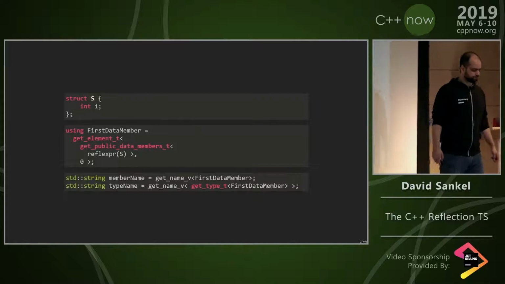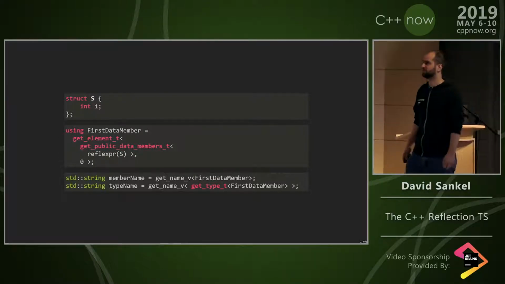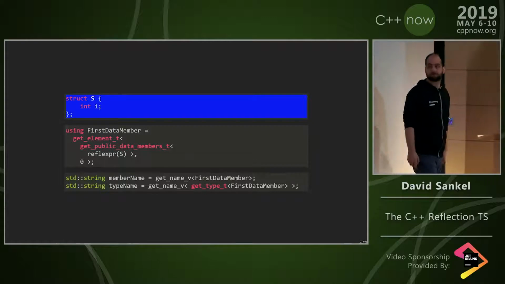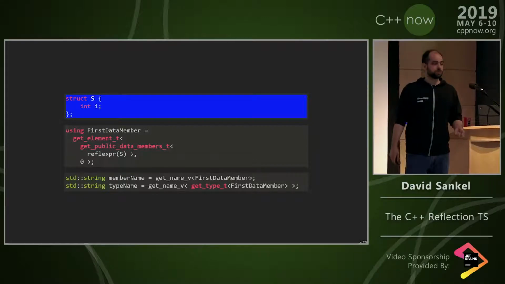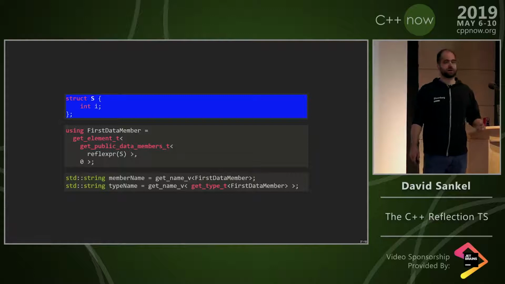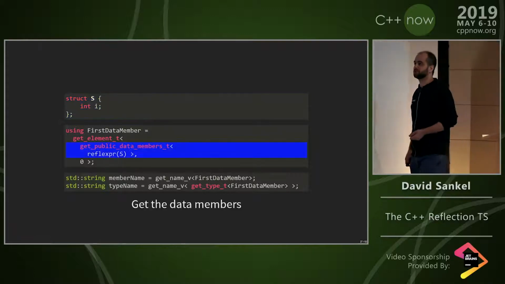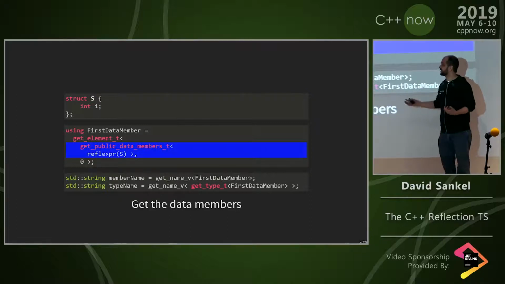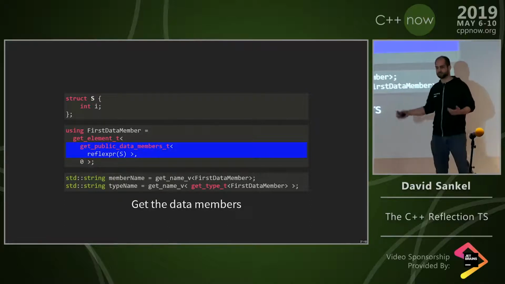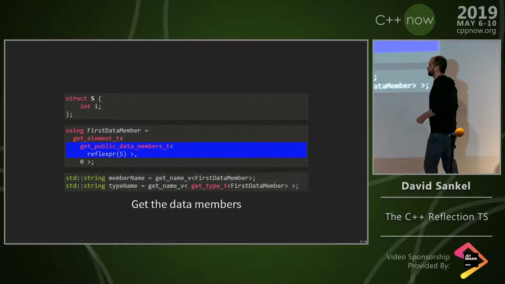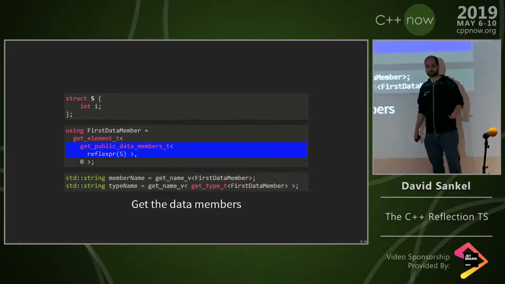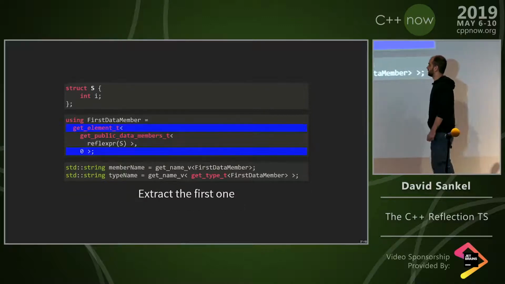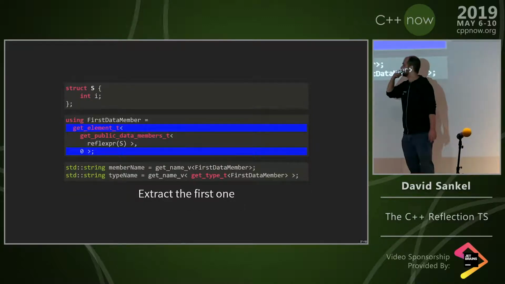All right. So, a more complex example. We've got our struct with our int i. What we want to do is get information about that first data member. So the first thing that we do is we reflect on S, and we know that we can get the data members of S. So we call get public data members, and that's going to be an object sequence. Once we have an object sequence, we know how to get the first element out of it. Here you can extract the first one.